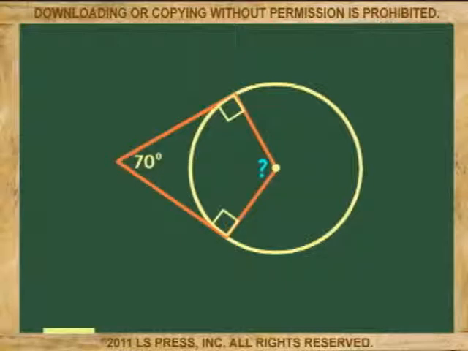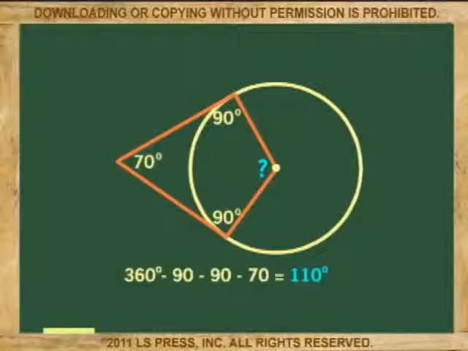Well, we know that the sum of the angles of a quadrilateral is 360 degrees. And we also know that these angles at the tangent point are always 90 degrees. So 360 minus 90 minus 90 minus 70 is 110 degrees. Then this central angle is 110 degrees. And because the secant is a bisector, each of these angles are 110 divided by 2, or 55 degrees each.